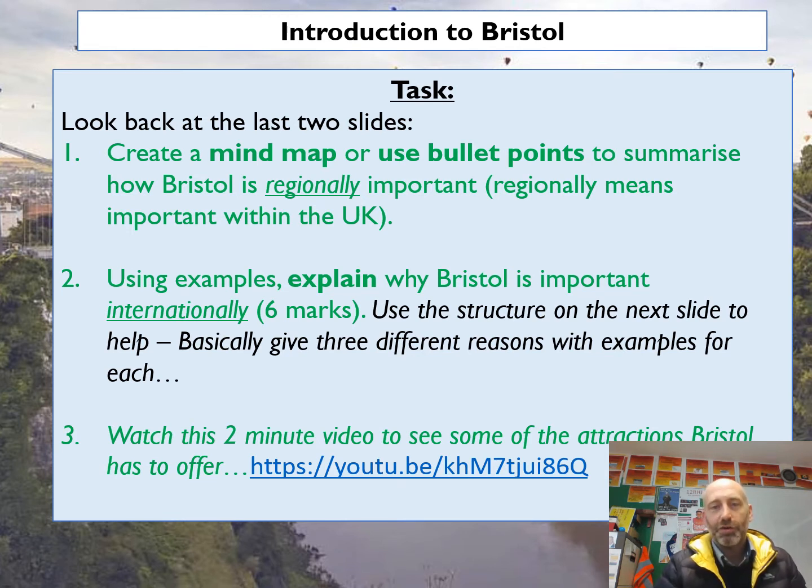Now, on the next slide, I will show you in a second, there's a structure you can use to answer that question. Okay, so in order to get the full 6 marks, you're going to be making a point and then developing it with an example. So point, develop, 3 times. And when you've finished that, you should pause the video and take about 10 minutes to do those 2 activities. When you've done that, have a look at the YouTube clip; you'll need to manually write that into another tab. There's a video there from Visit Bristol, which shows some of the attractions of Bristol. Okay, so pause the video or go back now and look at the 2 slides and spend about 10 minutes doing these 2 questions.